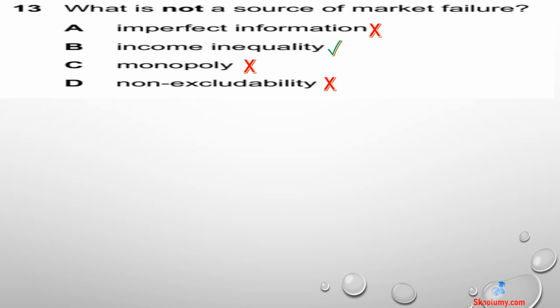Question 13. What is not a source of market failure? B is the correct answer. Options A, C and D are sources of market failure. For example, option D, non-excludability is a feature of public goods.